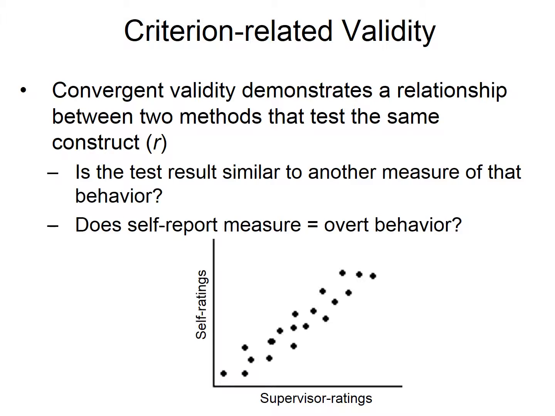Another form of criterion-related validity is convergent validity. Now, how convergent differs from concurrent is convergent also is done at the same time generally. But what's different here is that we're looking for a convergence between our test methods and the same construct but a different methodology. So, convergent validity demonstrates a relationship between two methods that test the same construct. Again, it's a correlation, and again, we're looking at that criterion of r. So our actual measure of how strong the relationship is a correlation, again, 0 to 1.0.